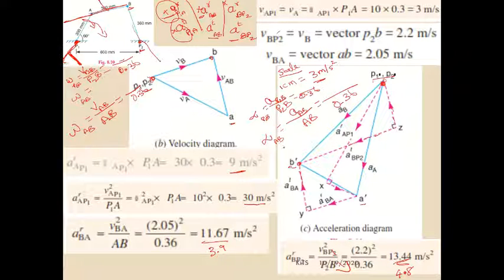What else do you have to find out? We have to find out one more point: the acceleration at A. That is the acceleration of P1A. That's all. So measure this P1 to A distance and multiply it with the scale value 3 and write it here. That's all. We got all the answers. This is how we have to solve this problem.